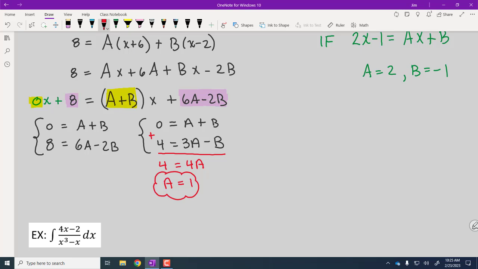And how do you think we get b once we have a? Plug it in. We can plug it into either equation. The easiest one would be the top equation. If you plug in that a equals 1 right there, b is going to be negative 1. So this gets plugged in up here, and that's going to tell us that b is equal to negative 1. So now we have our two coefficients.